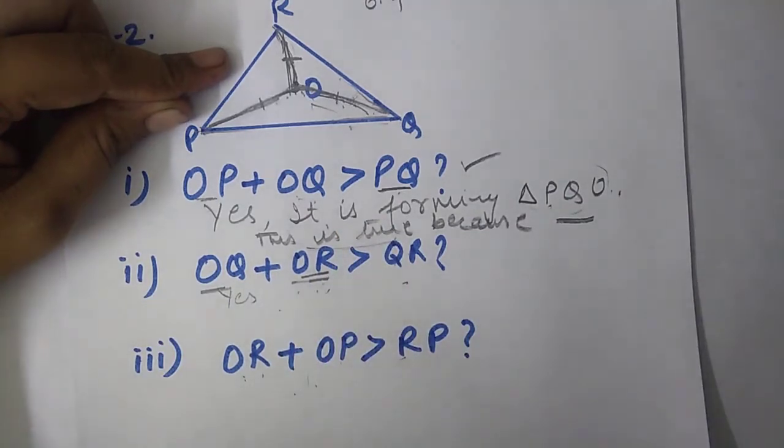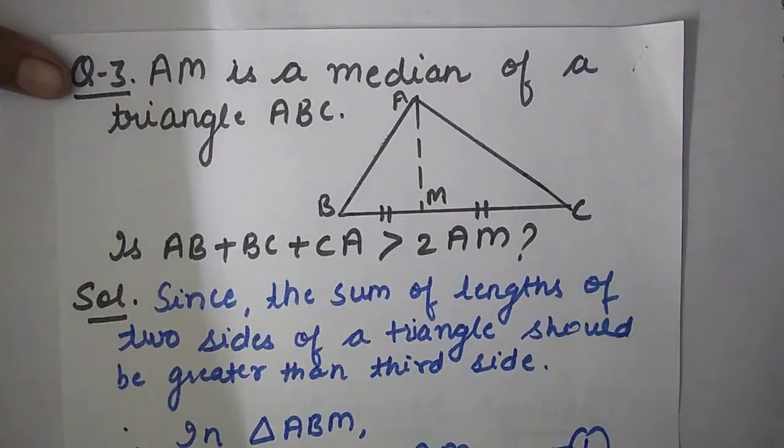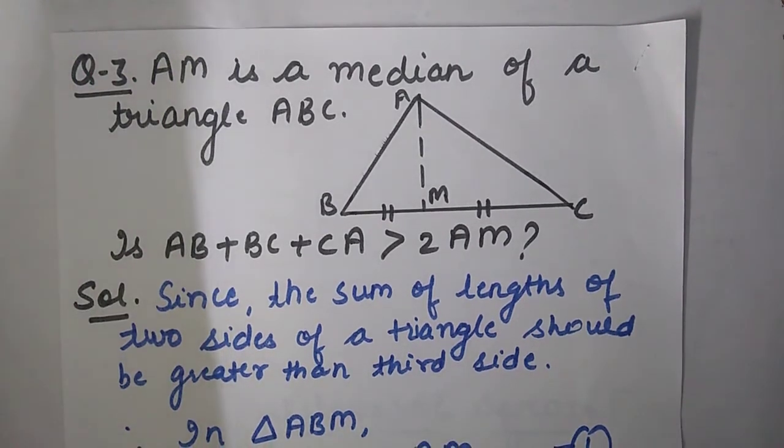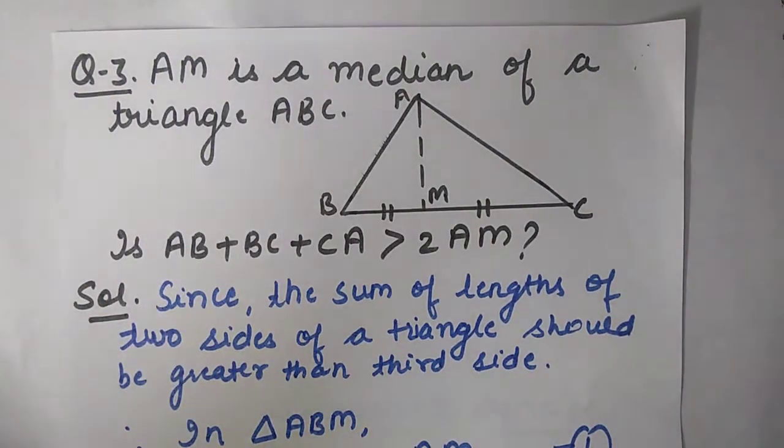Now come to the third question. One more thing: questions number 3, 4 and 5 are based on theory. For understanding these questions you have to read these answers again and again. You have to remember some things, some steps in the questions, and then you have to do them.